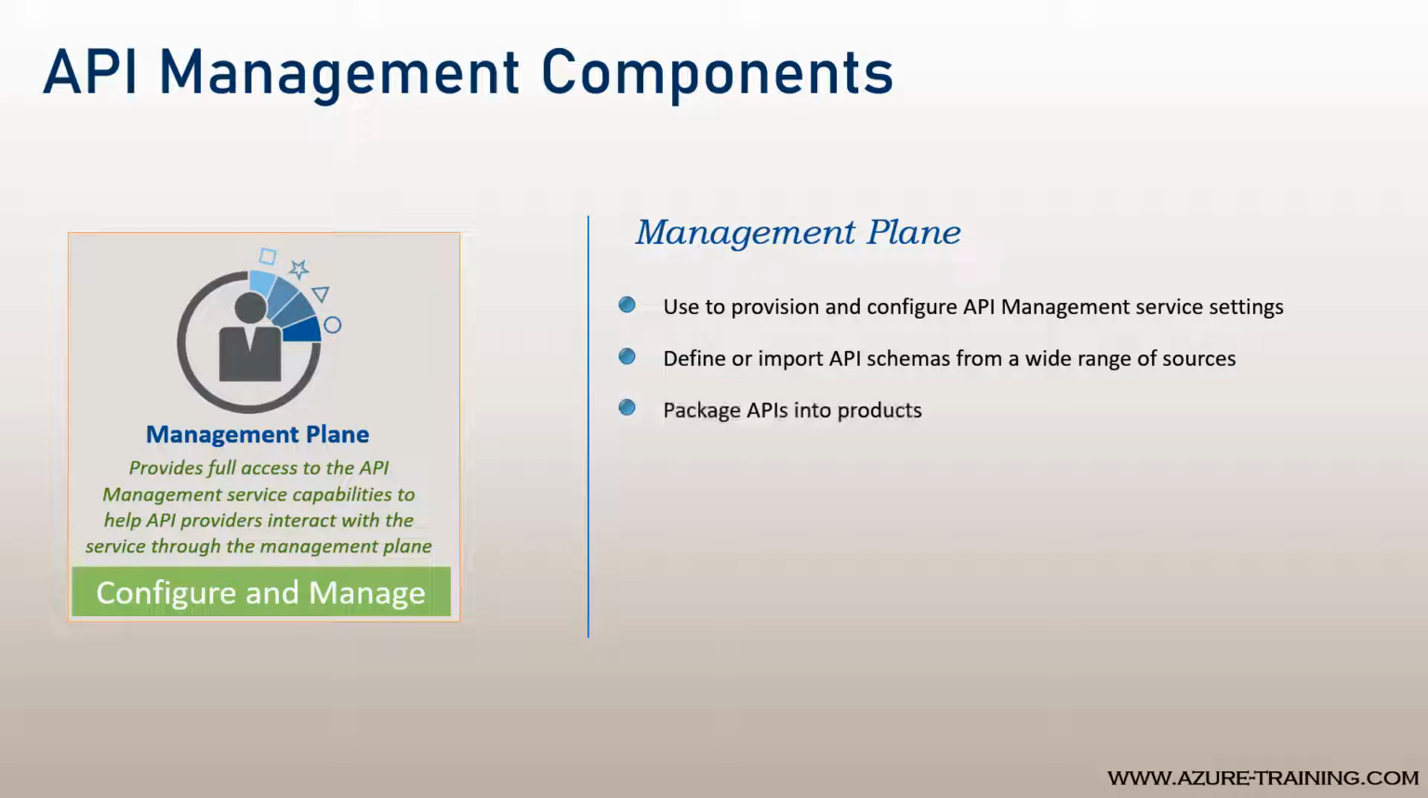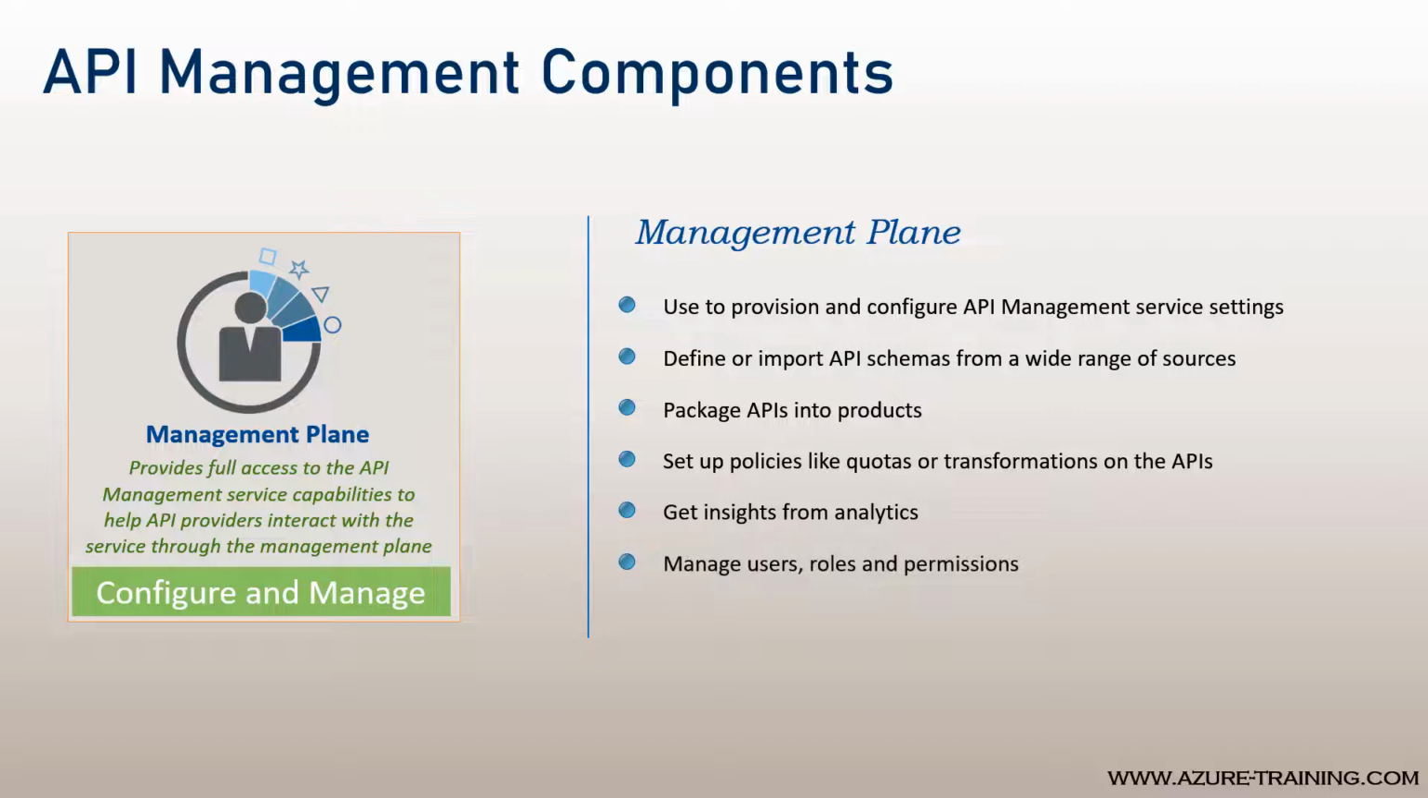You can package API into products. So as I already told you, you have the option to select from multiple different APIs that are already present as backend APIs, and you can package them into products. You can also set up policies like quotas or transformations on the APIs. You can also get insights from the analytics that is gathered from the management plane. And finally, you can also manage users, roles, and permissions.